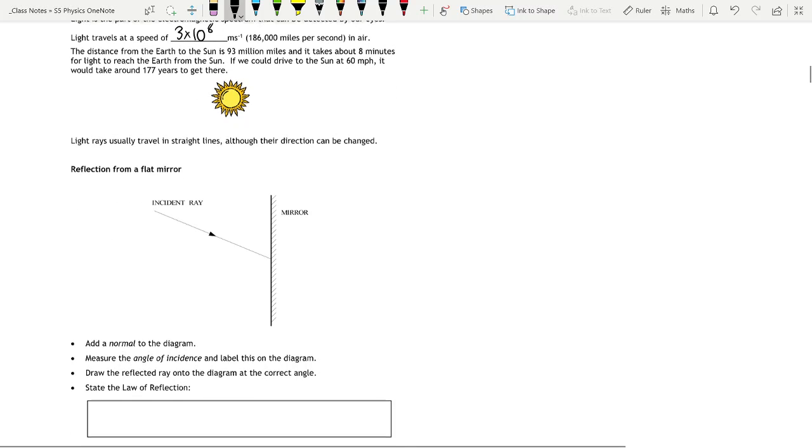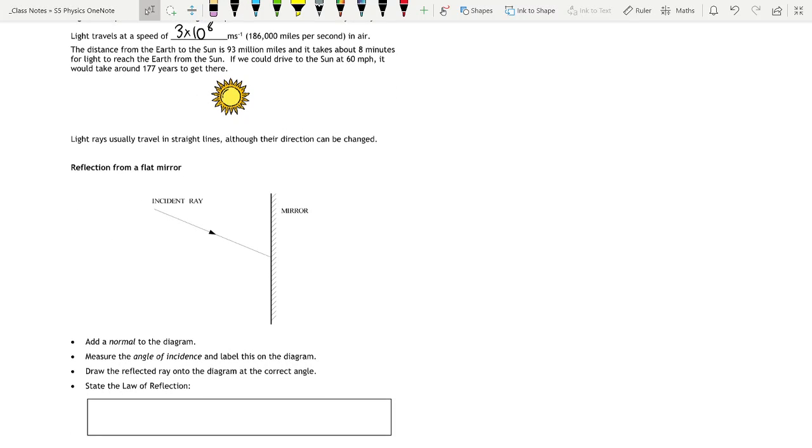So, just a reminder about reflection of light. With reflection, when a ray hits a mirror or a shiny surface, we have an incident ray, which is the ray that goes in to the surface. We want to draw in our normal at 90 degrees. And we would have a reflected ray.